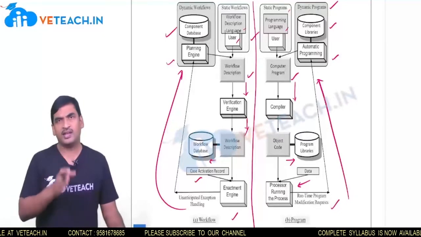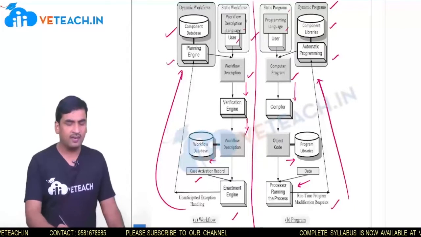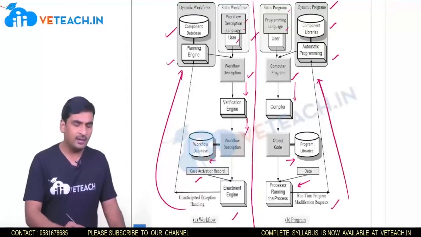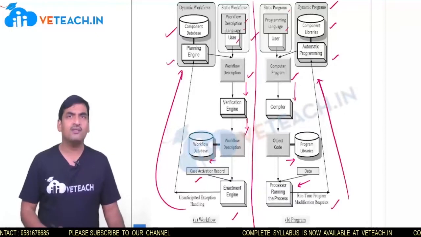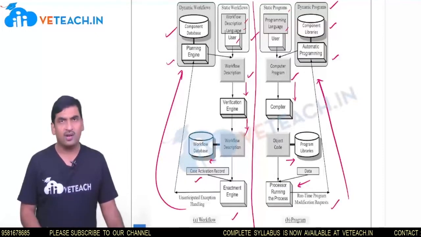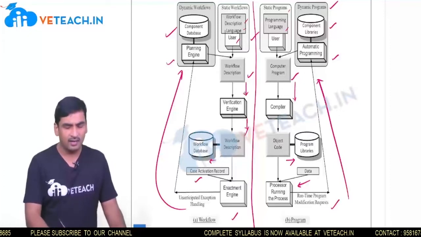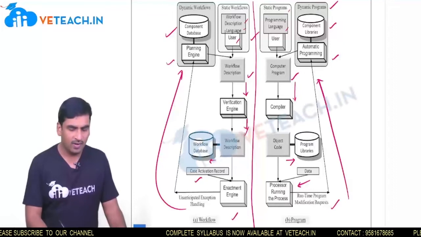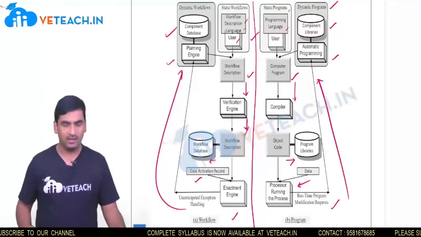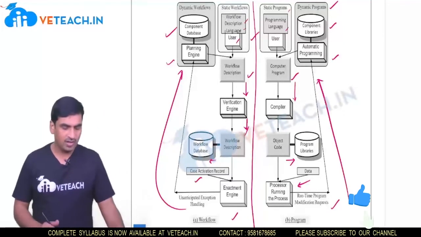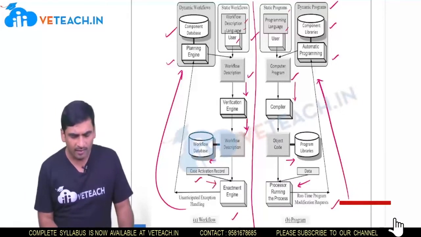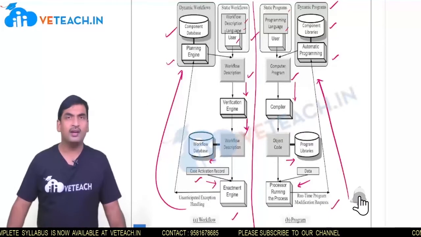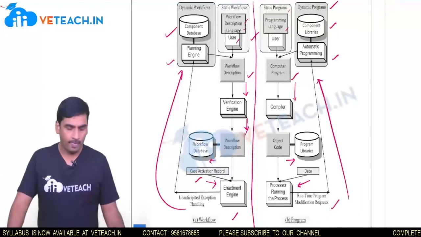Workflows are categorized as static and dynamic. Static workflows are written in workflow description language. Dynamic workflows are generated by the planning engine from the components present in the component database, which are put to the verification engine, then forwarded to workflow description, which is stored in the workflow database. Data is received by way of case activation records. Any unanticipated exceptions will be traced back.